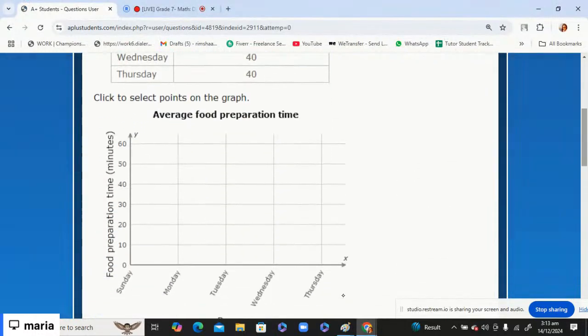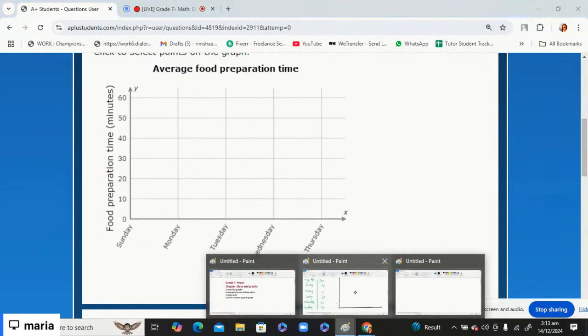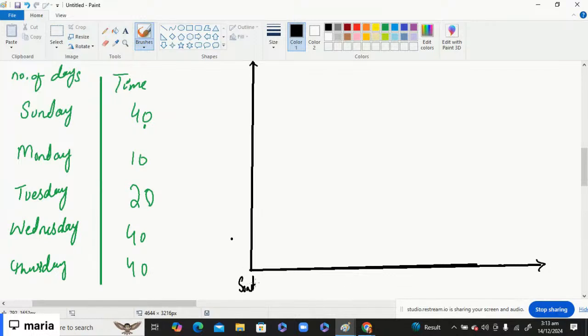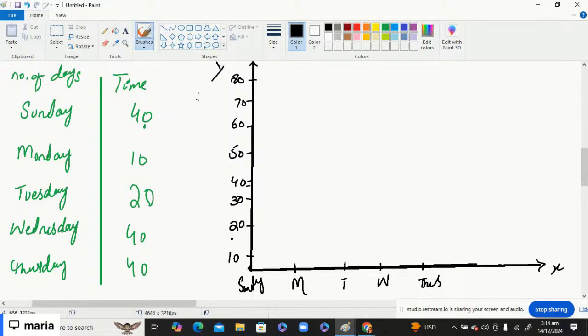And now they are saying that plotting a graph by using this. So here it's on Sunday. Now it's Monday, Tuesday, Wednesday, Thursday. Okay. It's 10, 20, 30, 40, 50, 60, 70, and 80. These are the number of days on the x axis, and for the y axis it's time.